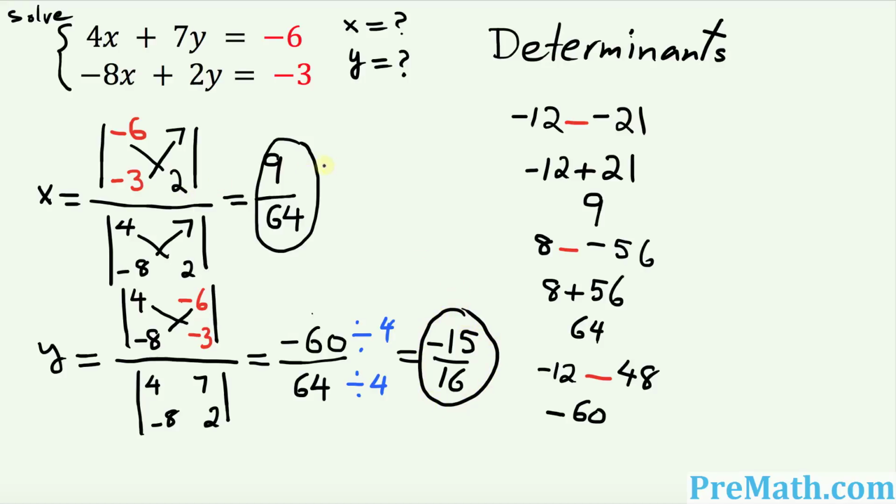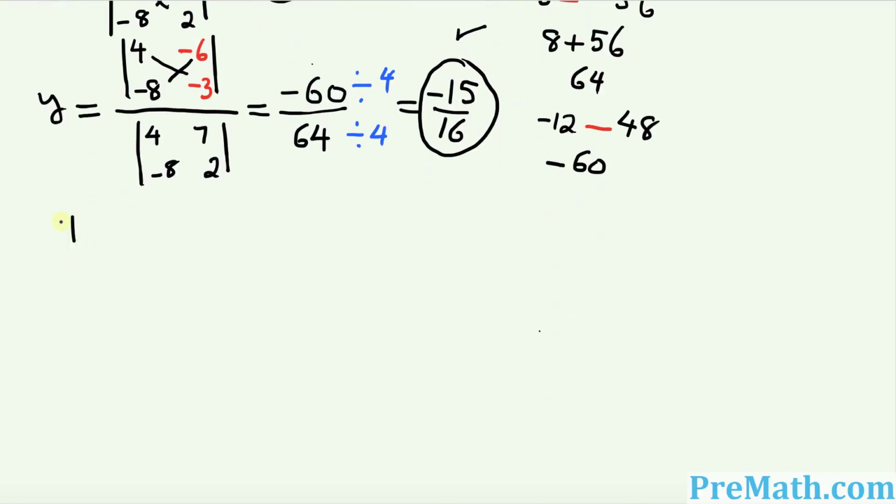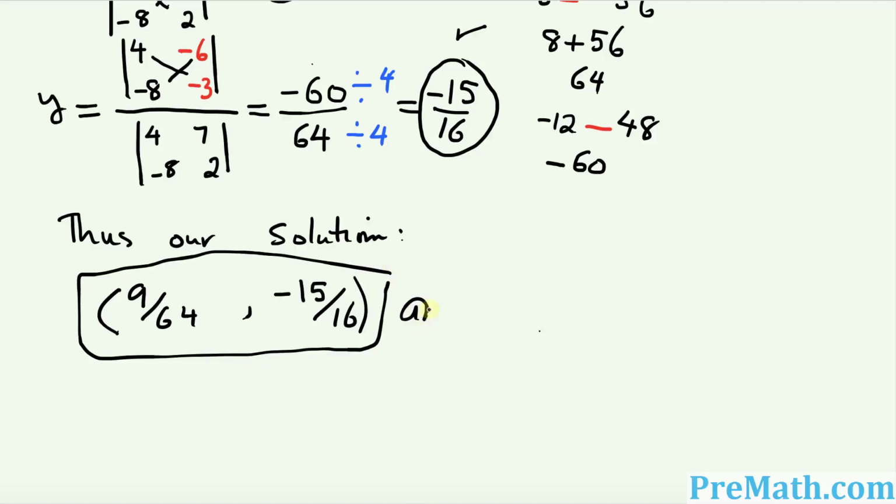So that means our x value turns out to be 9 over 64, and your y value is negative 15 over 16. So that's it. Thus our solution to this system is simply 9 over 64, comma, negative 15 over 16, and that is our answer.